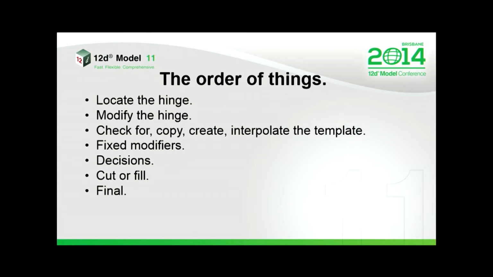If you've got a template, you might have another template. You're doing the old style, you're interpolating between them. If it doesn't have a template, what it actually does is create a dummy template at that section, and then use the modifiers in that dummy template. So this is where the modifiers came in. It would insert, it would super elevate, do all the other bits and pieces. So basically the fixed modifiers are executed.